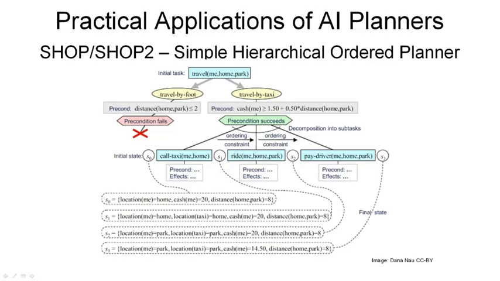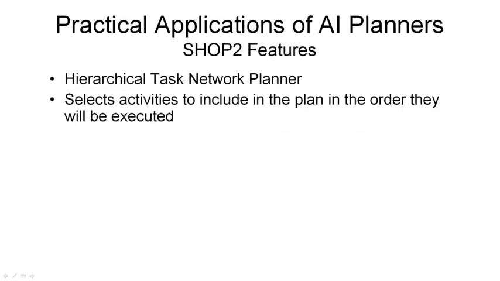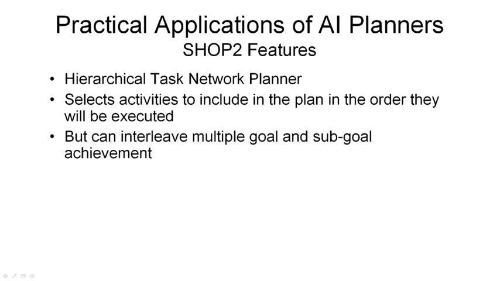SHOP and its successor SHOP2 were created at the University of Maryland by Dana Nau and his colleagues. SHOP2 is a hierarchical task network planner, but keeps the activities in the plan fully ordered. It selects activities to include in the order that will be executed from the start of the plan, which eases reasoning about the state of the world affected by the plan at any point. SHOP2 does allow for interleaving of the solutions for multiple goals and sub-goals in this ordered plan, which was an improvement over the original SHOP planner.